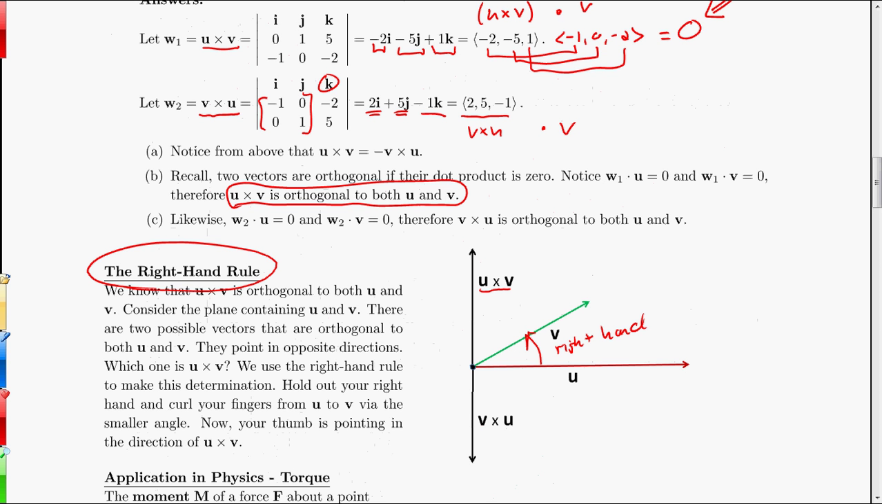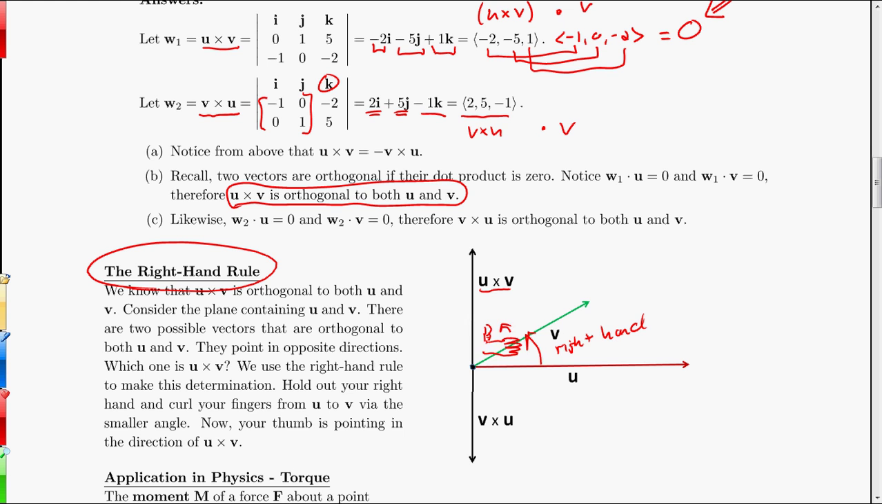You curl your fingers from U to V, and your thumb will be pointed. I'm not brave enough to draw a hand, but I'll happily draw a thumb for you. I guess it would start off with the hand looking like this, and you'd curl your fingers from U to V. Your thumb will be pointing in the direction of U cross V.